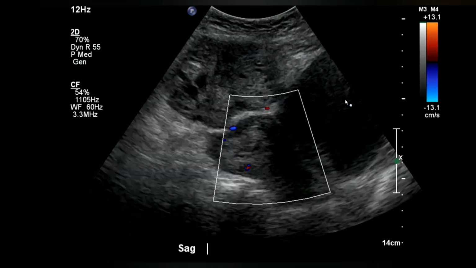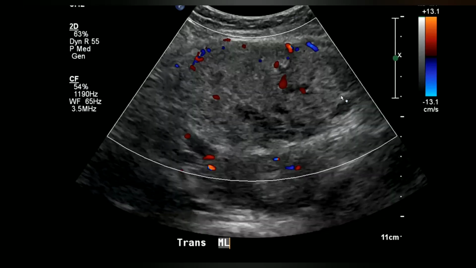Yeah, and this is, just describe it, start to describe it, and then you might understand. There is a hyperechoic oval-shaped area with multiple anechoic areas within it, and it's heterogeneous.